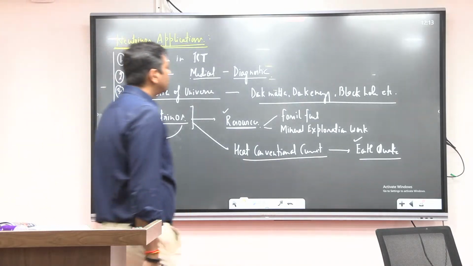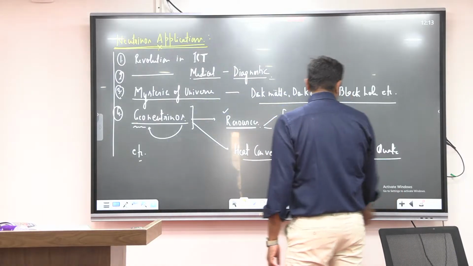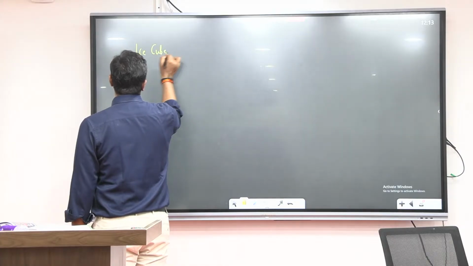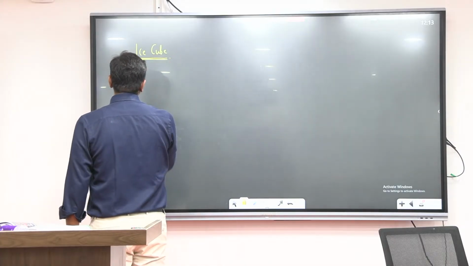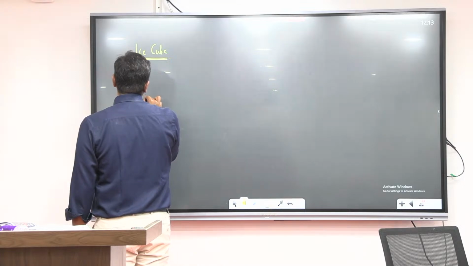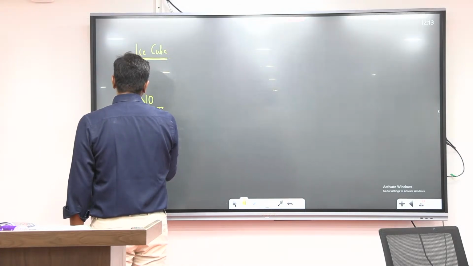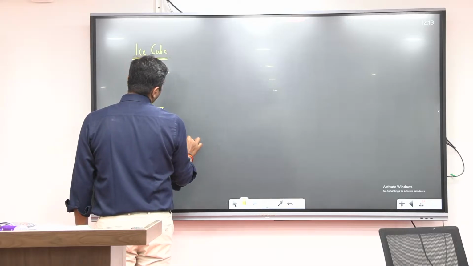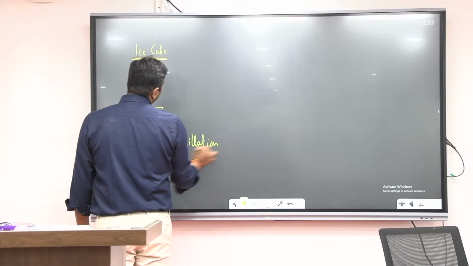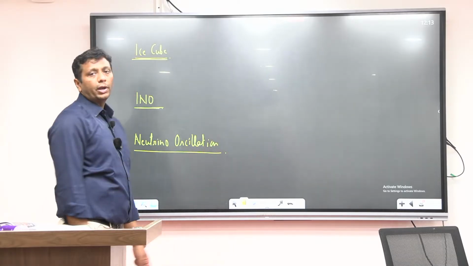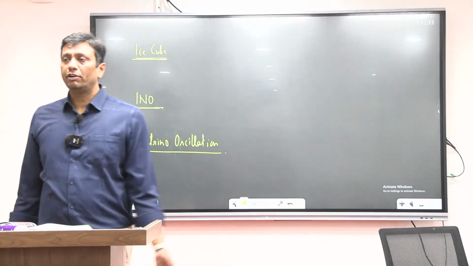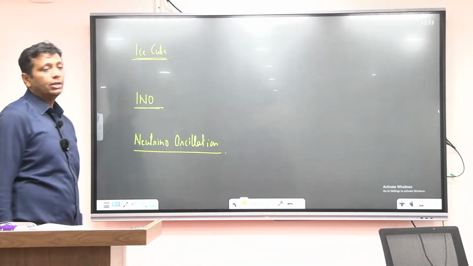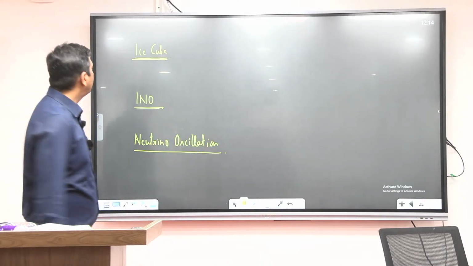Clear? Okay. Now coming to some miscellaneous topics connected with neutrinos. The first is called the ice cube. First we come to the ice cube, then I'll go toward the discussion of INO, and then I'll discuss the concept of neutrino oscillation, and then the experiment of neutrino oscillation. So three more concepts connected with neutrinos are important: the first is the ice cube, second is the INO, and third is neutrino oscillation. So let me start with ice cube first.